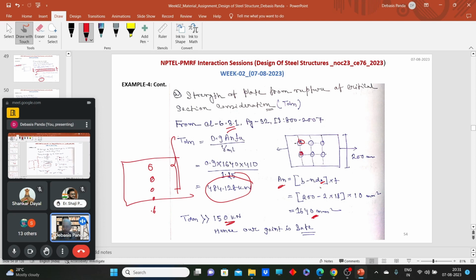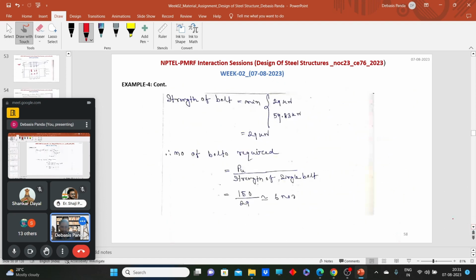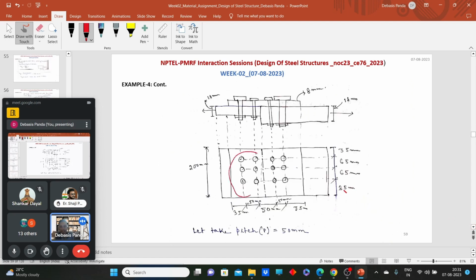This is for the lap joint. Now what will happen for the butt joint? Single cover butt joint. Only one thing will differ here. If we have calculated 6 number of bolts, then we need to provide 6 number of bolts on either side. Why? Because if one of the sides fails, then we consider this as a failure. Okay. So now we have arranged this. One can say that I can provide 3 in a row. One can say that I can provide 2 in a row.